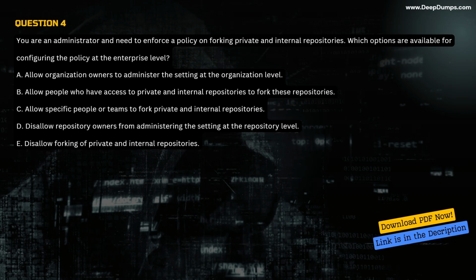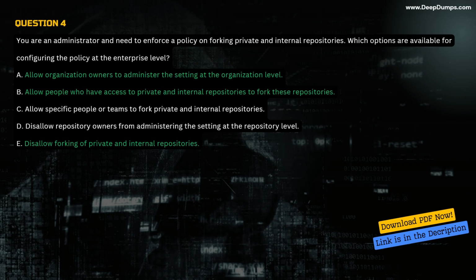Question 4. You are an administrator and need to enforce a policy on forking private and internal repositories. Which options are available for configuring the policy at the enterprise level? A. Allow organization owners to administer the setting at the organization level. B. Allow people who have access to private and internal repositories to fork these repositories. C. Allow specific people or teams to fork private and internal repositories. D. Disallow repository owners from administering the setting at the repository level. E. Disallow forking of private and internal repositories.